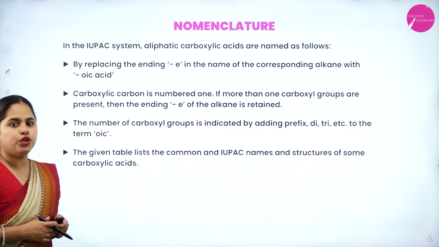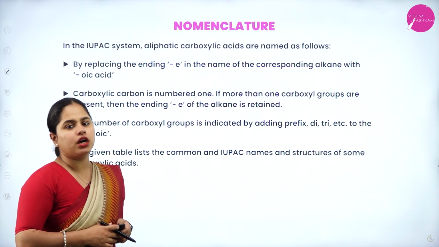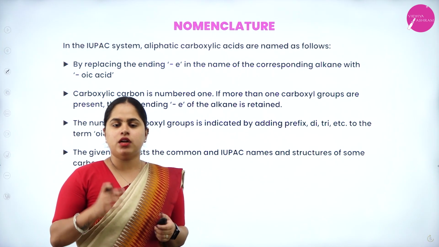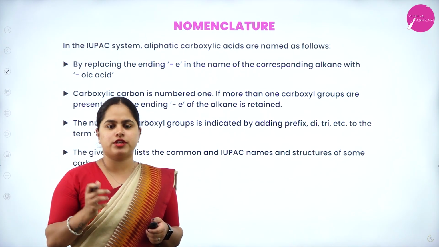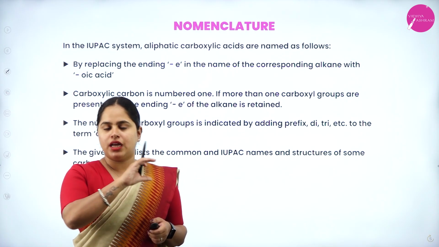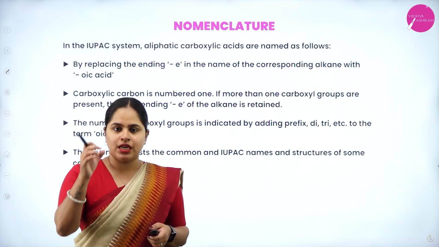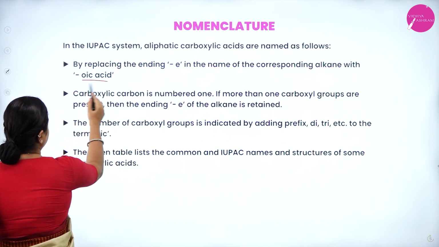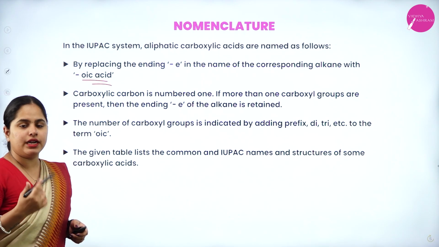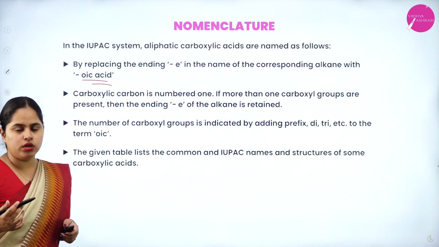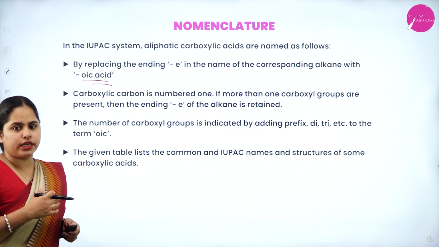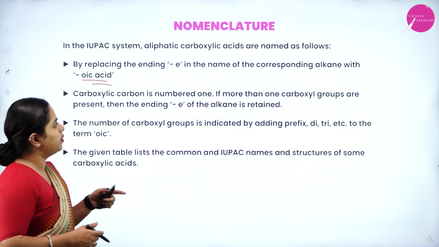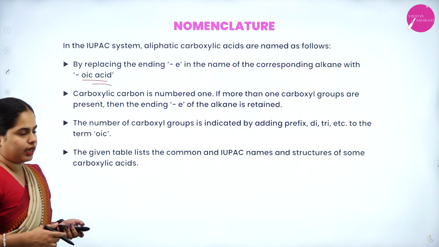Okay, moving on to the nomenclature. The basis of IUPAC nomenclature you have already studied. Here what you have to remember is the suffix that you have to use. For the hydrocarbon part, whatever the name is, that E has to be changed to oic acid. In the case of aldehyde it is al, ketone is one, and in the case of carboxylic acid it is oic acid, right? So we replace the ending E in the name of the corresponding alkane with oic acid.